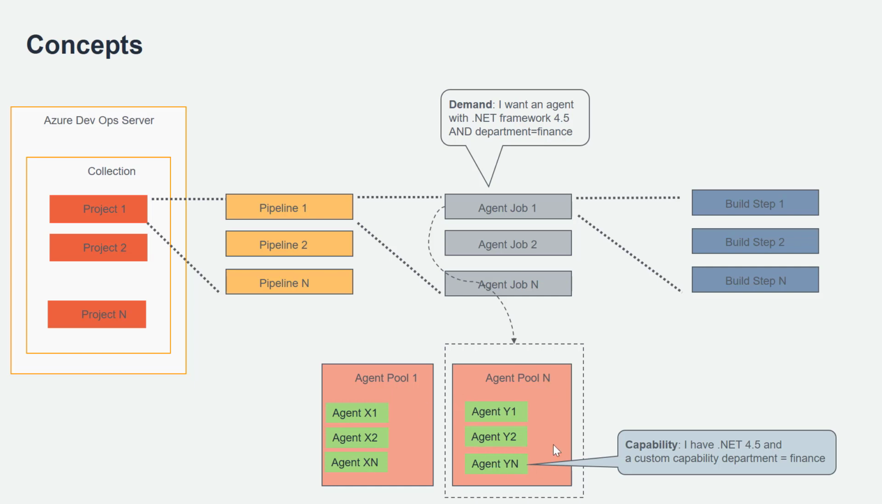Agent pool N may be running Windows operating system. So to build your Windows application, maybe you need to have an agent pool with Windows machines running behind the scene. These agents can be in the same machine, in different folders. Alternatively, they can be in different virtual machines.